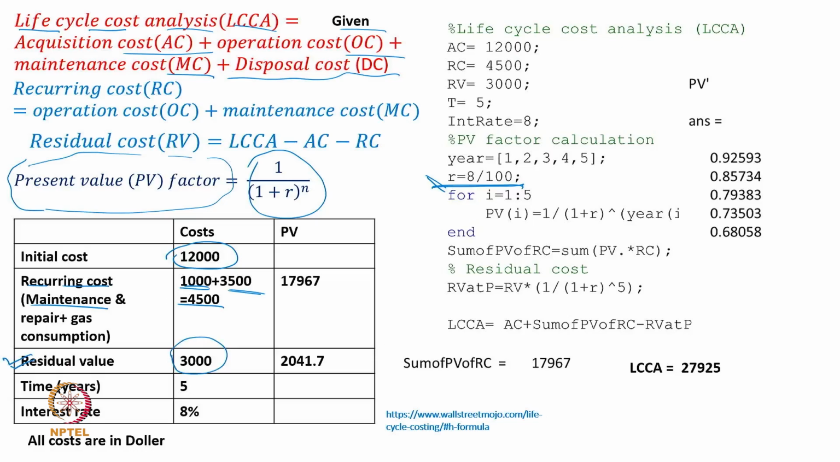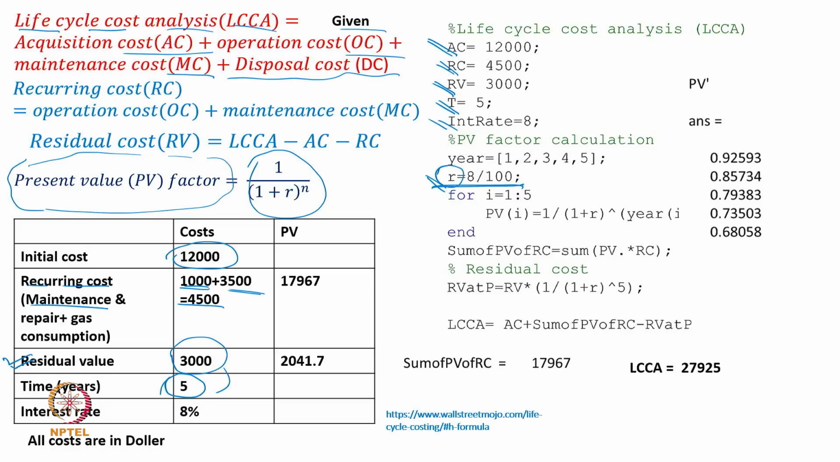We are assuming that the life is 5 years. So, we can estimate the overall cost, or the life cycle cost analysis from this point of view, and we can use a small algorithm or a MATLAB program. Here we have written AC 12,000, RC 4,500, RV 3,000, and the total duration of the system is 5, and the interest rate has been given as 8%. So, interest rate divided by 100 turns out to be the R value, 0.08.